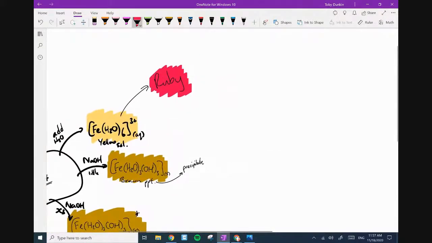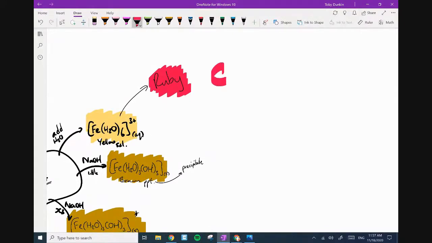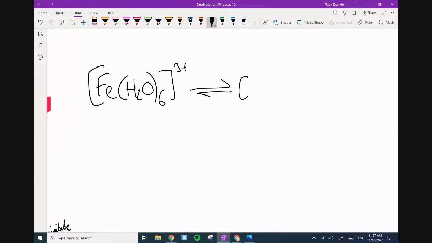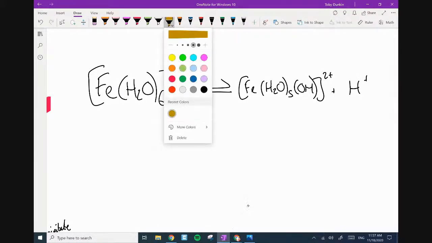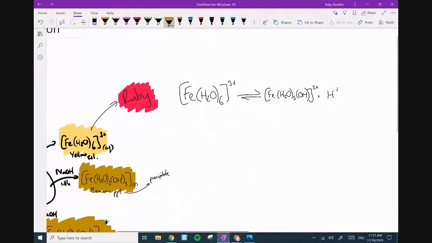Now, the reason why, similar to chromium, because it's so acidic, it goes through dissociation. The Fe hexaaqua is unstable, and it's going to go through dissociation in water, and we're going to form Fe(H2O)5(OH) 2+, and H+. And just to tell you that this here is yellow. This one here, which yellow did I use? I didn't use the yellow I expected to use.